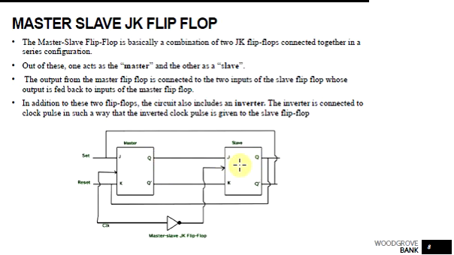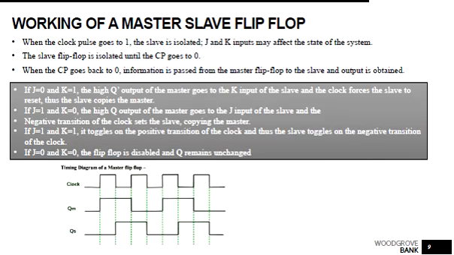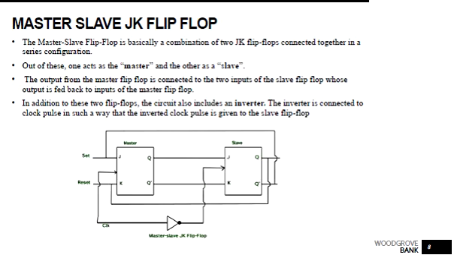That's the name. The slave always follows the output of the master when there is a negative triggered pulse. When the clock is high, the master is operational, and when the clock is low, the slave is operational. The output changes once in a clock cycle. Now the working of the master slave flip-flop: when the clock pulse goes to 1, the higher state, the slave is isolated. As we see in the previous slide, when the clock is high, the clock to the slave will be 0, so that means it is inactive.